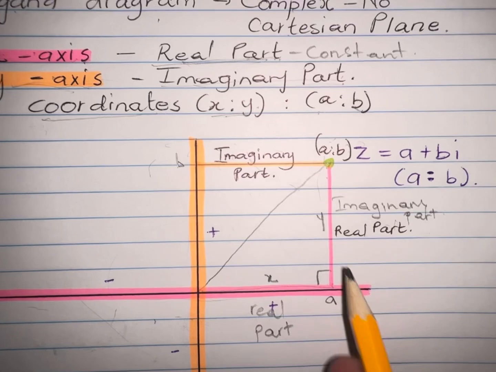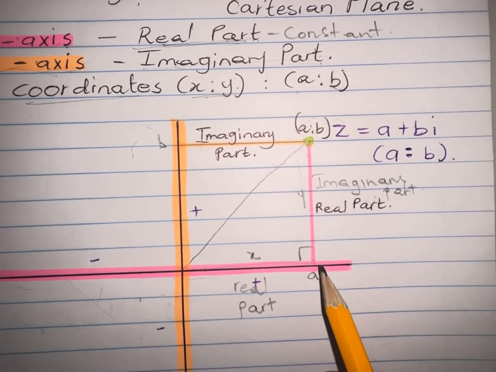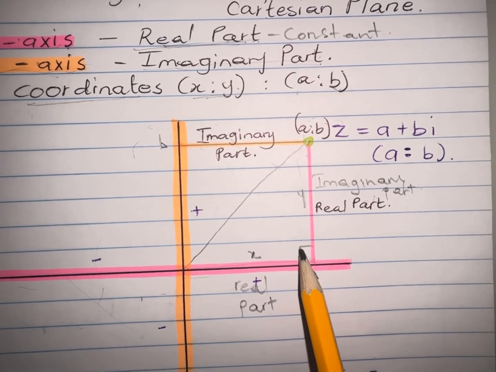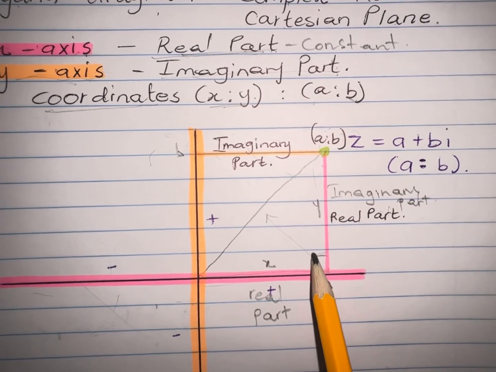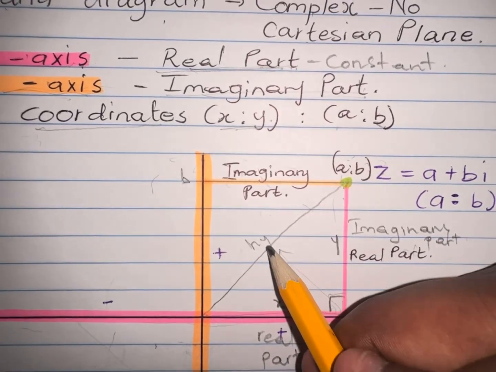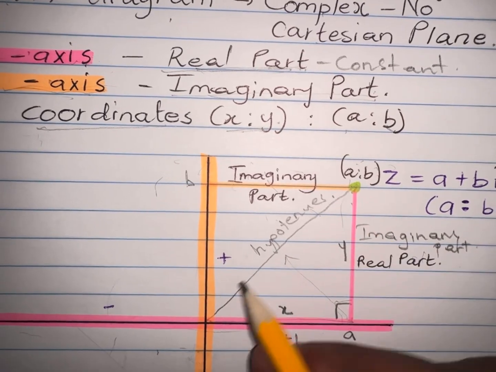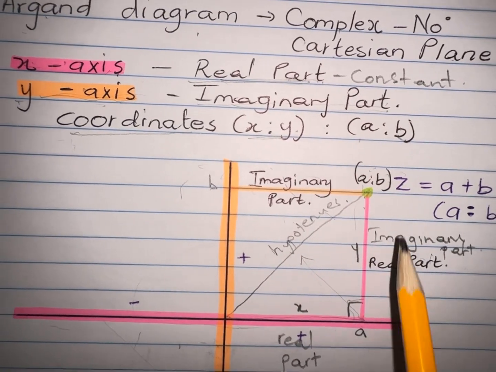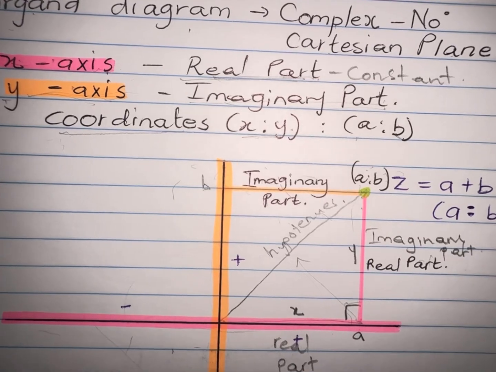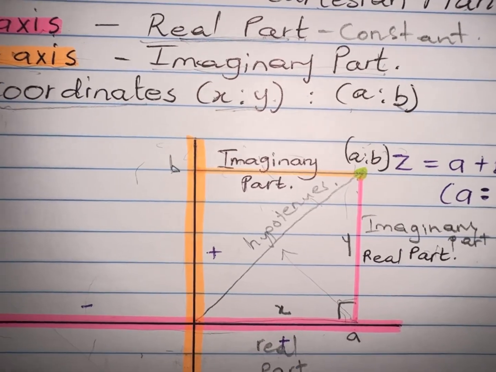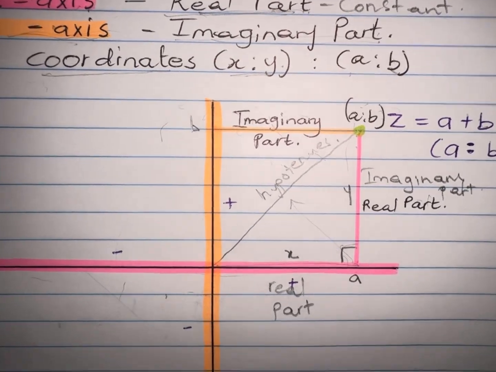Now, with this right-angled triangle, remember we said that the side opposite to the 90 degrees is called the hypotenuse. So this is our hypotenuse. We will talk about that. Our hypotenuse in complex numbers is called the modulus, but we will get there at a later stage.